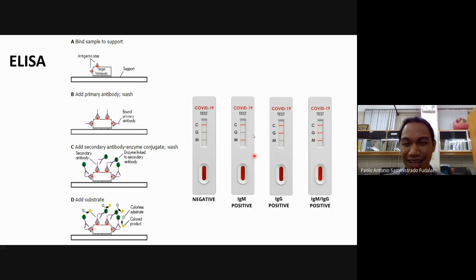Okay? So as shown here in these strips. The first one is negative because only the control turned red. Okay, so negative. But these people, second, third, and fourth, are positive for the presence of the immunoglobulin M and G, which are antibodies for COVID-19. So they are positive. Okay, so any questions about ELISA and about this fast test kit? Questions, concerns? Do you understand?